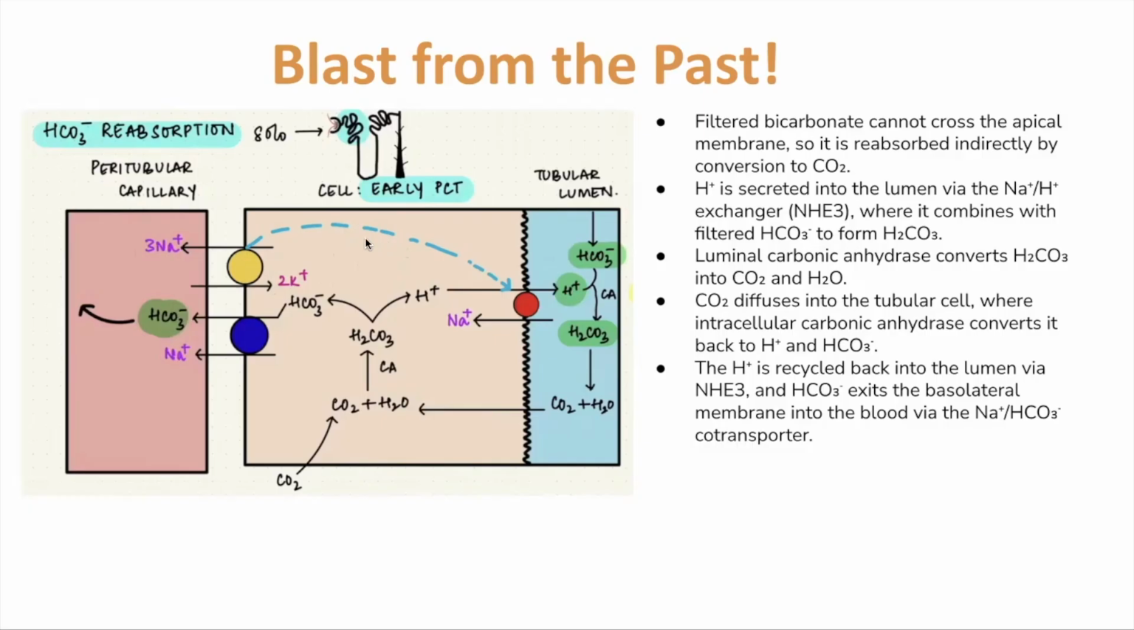It means that this cell now wants sodium. So where am I going to get the sodium? I'm going to get the sodium from whatever's coming down through the lumen. So sodium is going to come here and rush into the cell. So this is our example of secondary active transport. This doesn't directly use ATP. This does on the basolateral side.